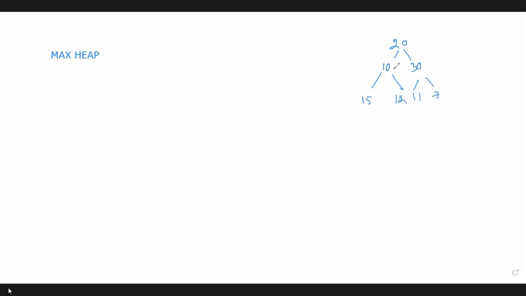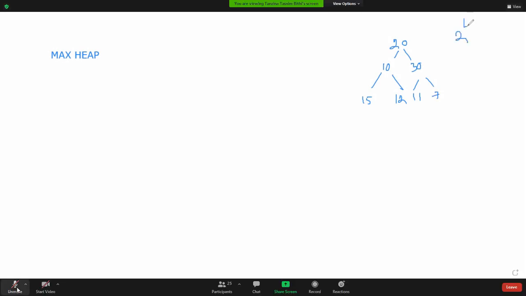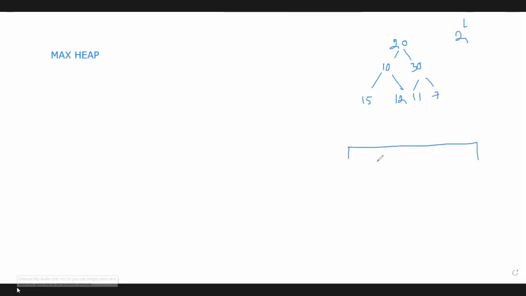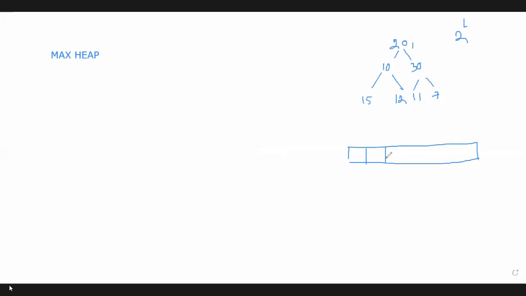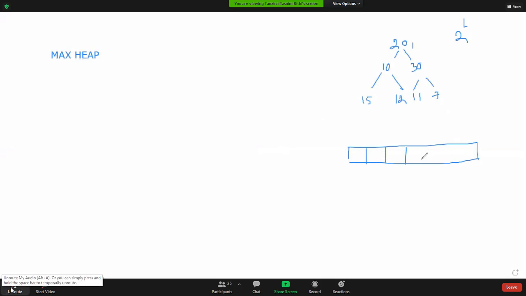This is a binary tree. Each level L has 2 to the power L number of nodes. So now, if we want to store this tree in an array, is it possible? Yes, because if we add the index here, the first node of the tree has index 1, then 2, 3, 4, 5, 6, 7. So we can easily insert all those nodes in an array.